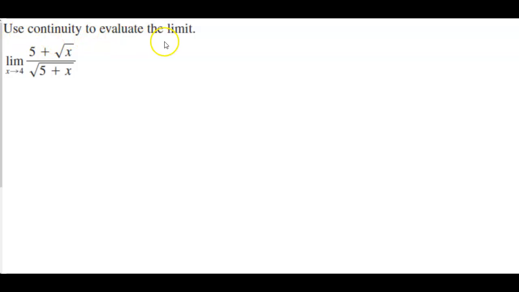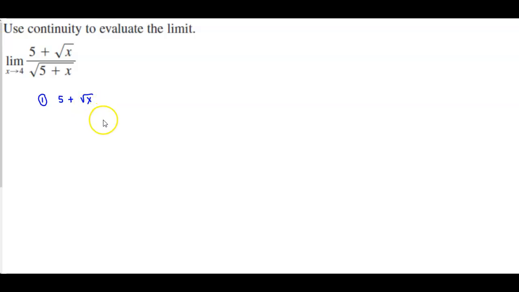Use the continuity to evaluate the limit. We have the limit as x approaches 4 of 5 plus the square root of x divided by the square root of 5 plus x. Well, we need to look at the numerator, and the numerator is 5 plus the square root of x. So what can we determine from that?